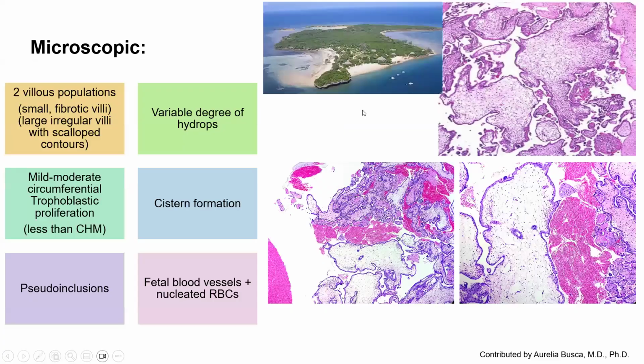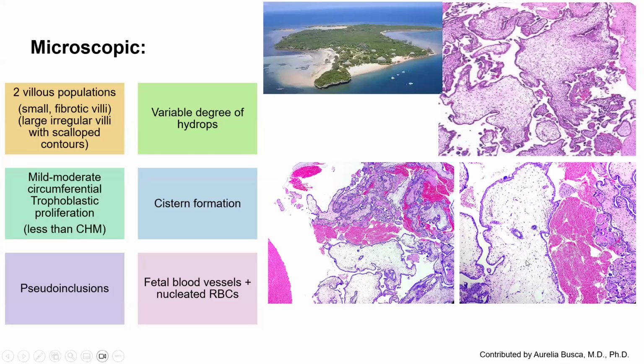What am I going to see under the microscope? As I told you in the case slide, we have two populations of villi. Some are dilated and hydropic, and some are small and fibrotic, with variable degrees of hydrops. The trophoblastic proliferation is focal, not circumferential, more or less than that of the complete mole. It looks like islands. There are irregularities on the outer surface.